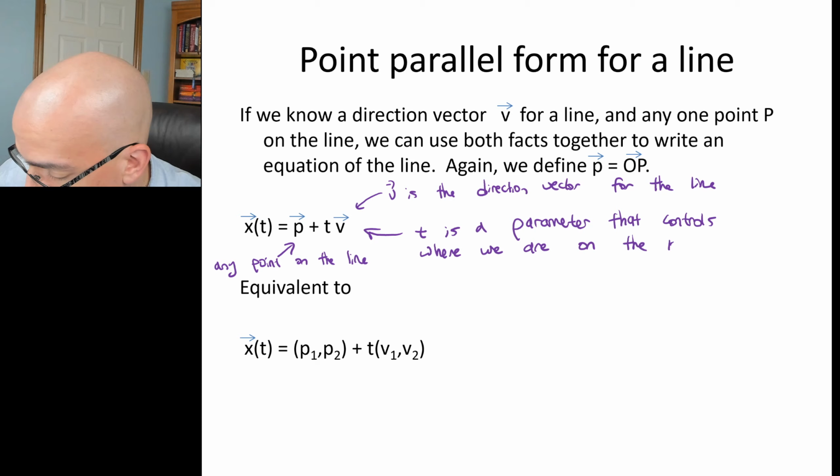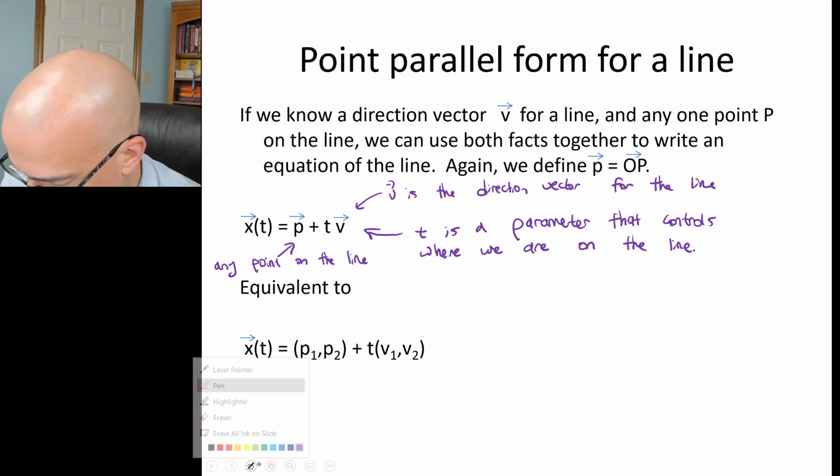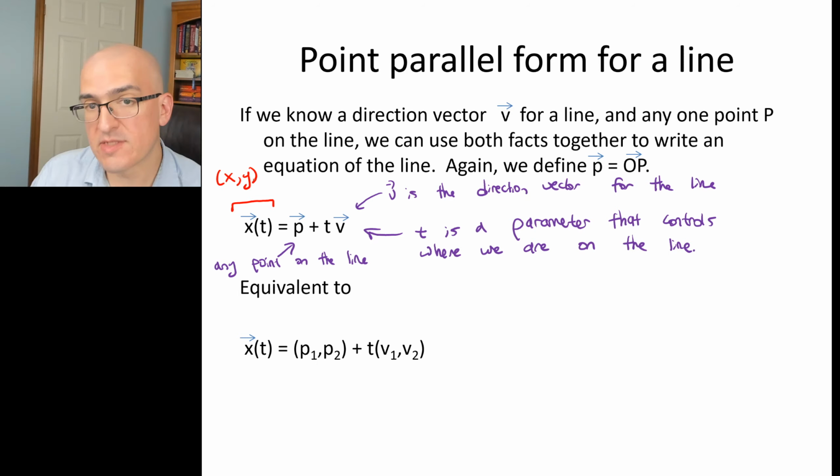And the last part, the part that causes the most confusion, is what is x of t? This is (x, y). It's an xy coordinate. It's a collection of all xy coordinates that are on that line. To get a particular xy coordinate on that line, you substitute in a particular value of t.